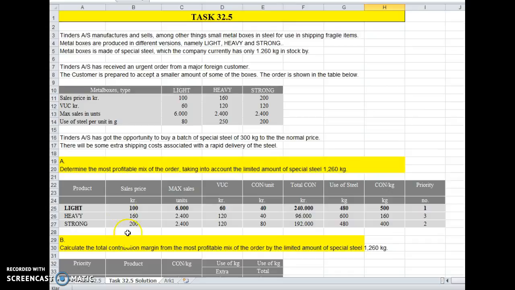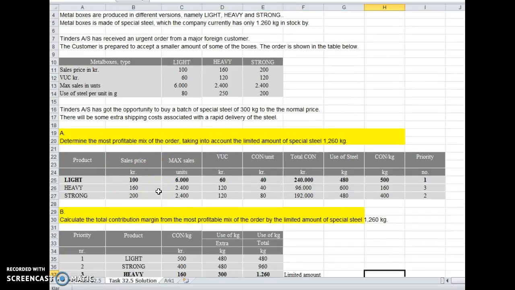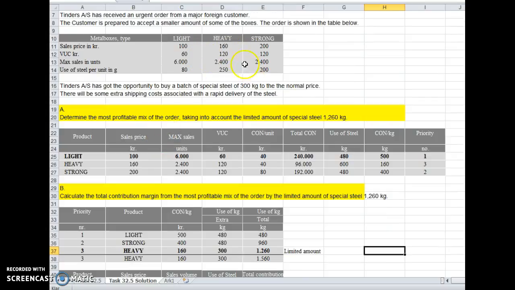Here you have the solution. You take the information from the task and you put it into this schedule. First you take the sales price of the products from here, and you can always try to look here, and then you can see exactly that it is taken from C11. So you can follow by the formulas, you can follow everything. So first the sales price, then you take the maximum sales, then you take the variable unit cost, 60, 120, 120, and then you can calculate the contribution margin per unit.